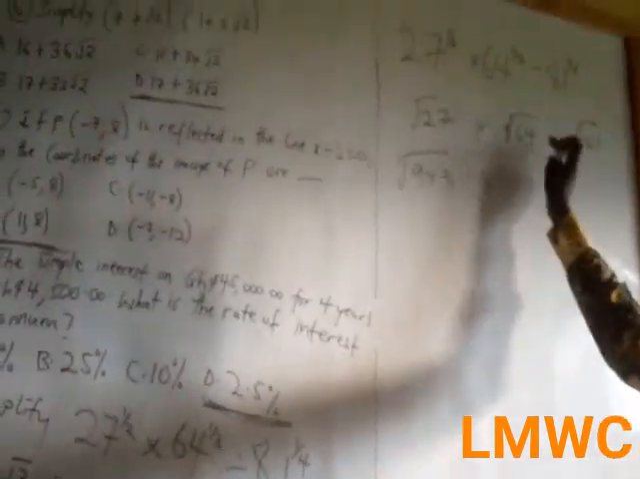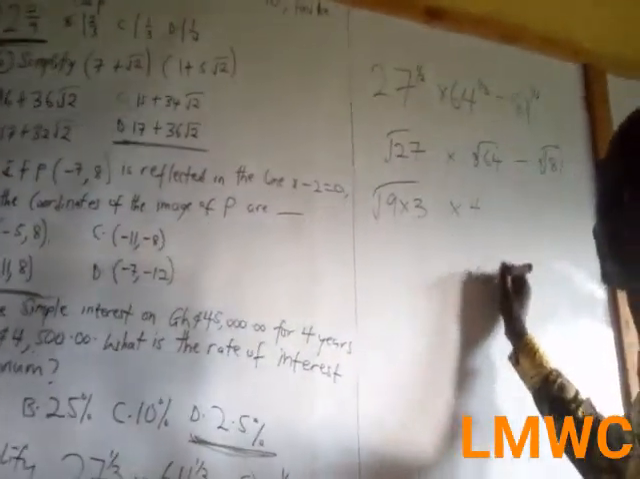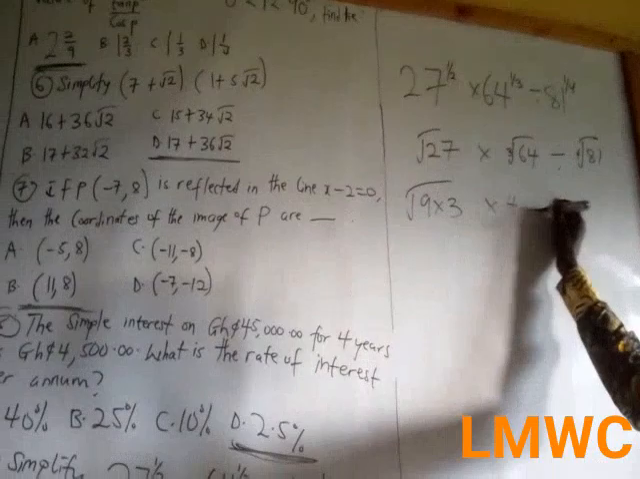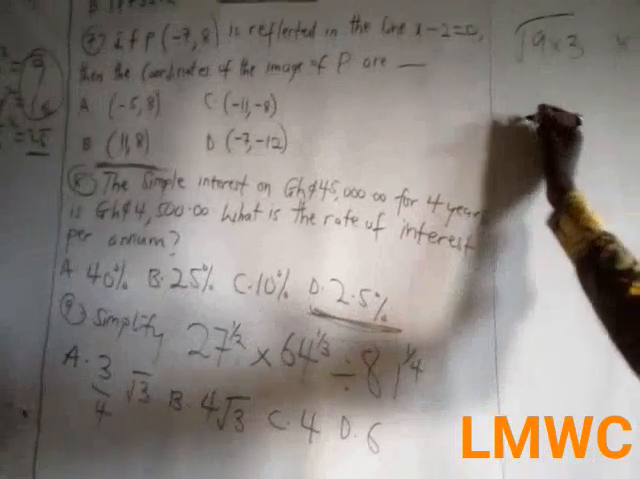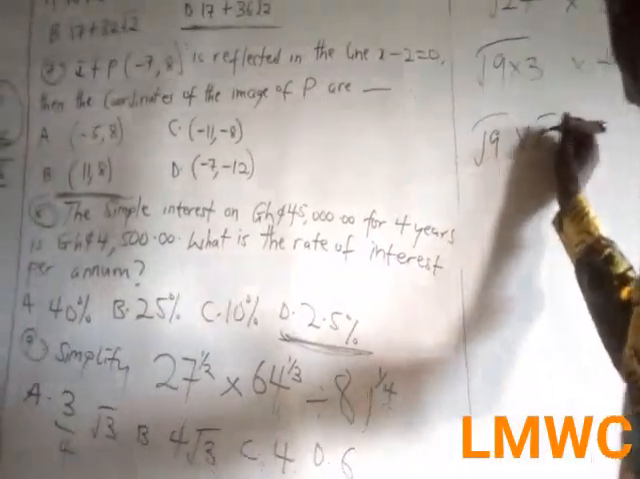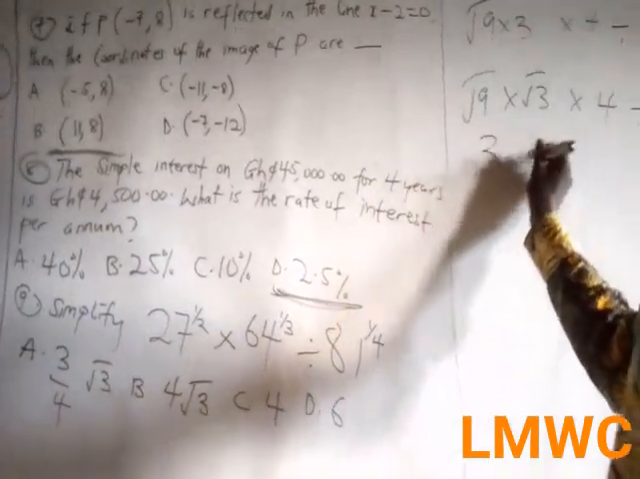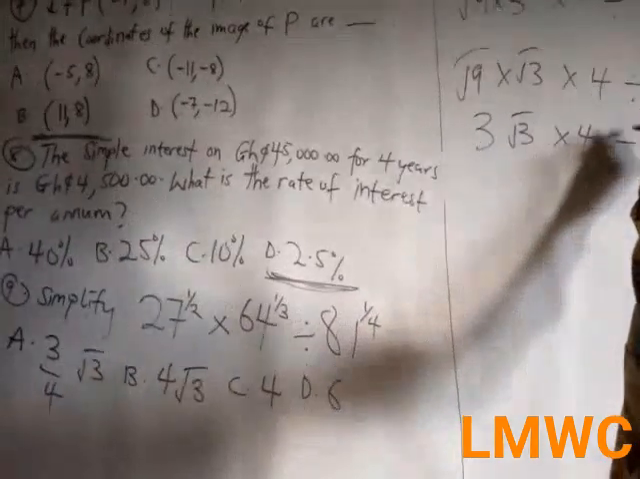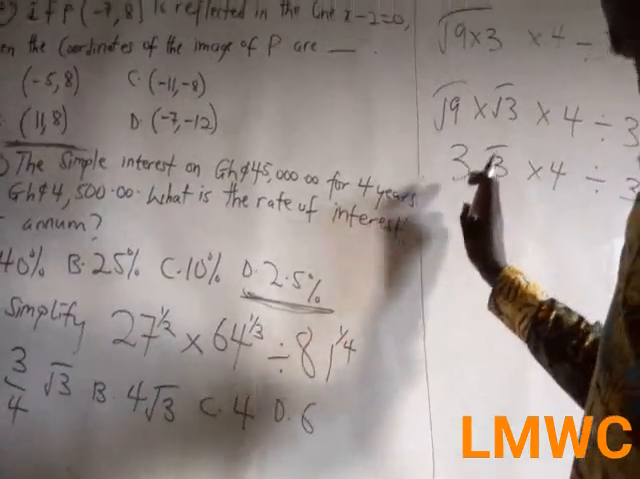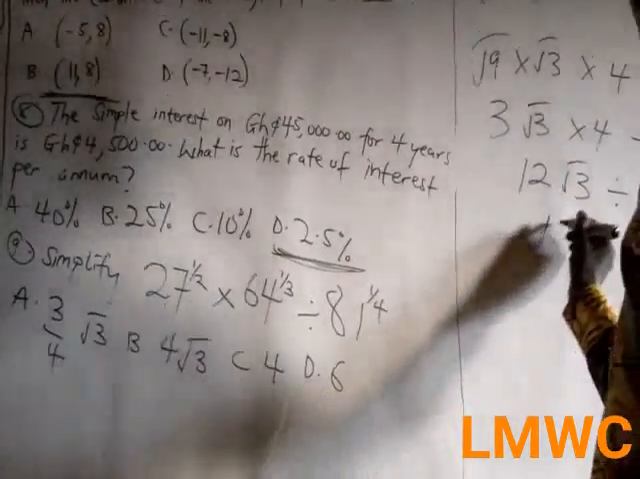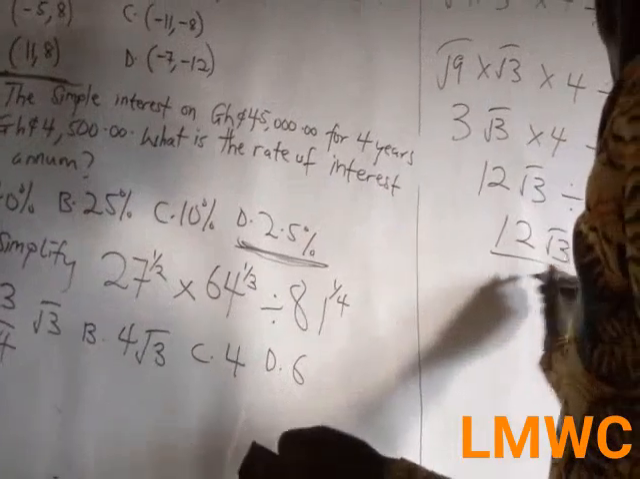So we have the cube root of 64, and cube root of 64 is 4 because 4 times 4 times 4 will give us 64, divided by 4th root of 81 is 3. So this is the same as root 9 times root 3 times 4 divided by 3. So root 9 is 3, root 3 times 4 divided by 3. So we have 3 times 4 as 12 root 3 divided by 3. So this is the same as 12 root 3 over 3.